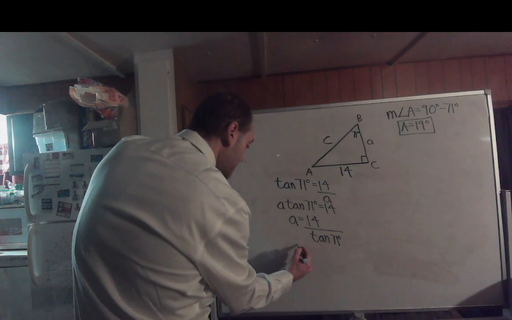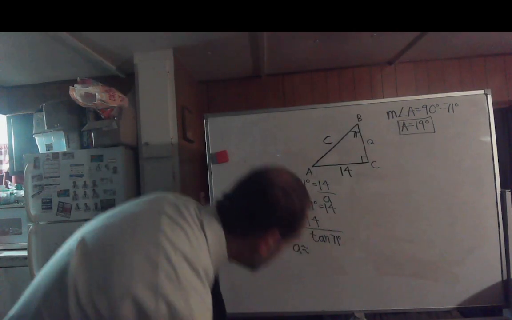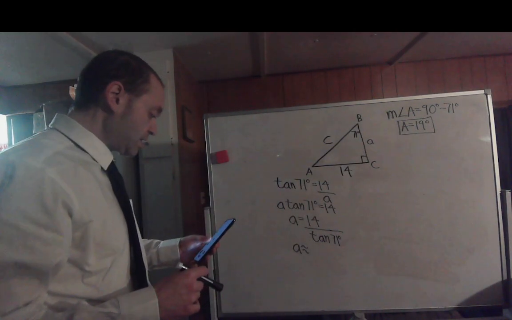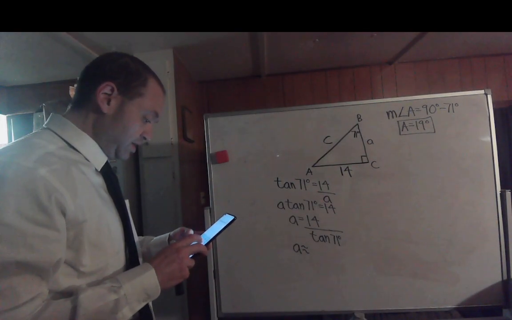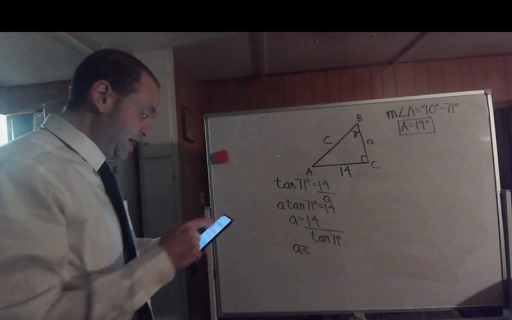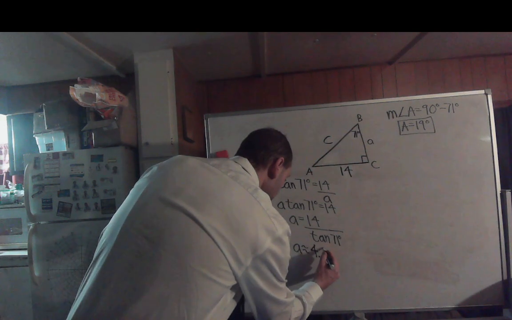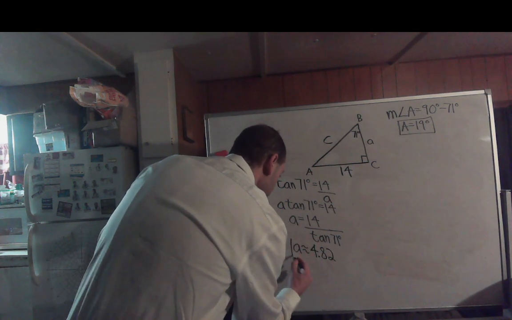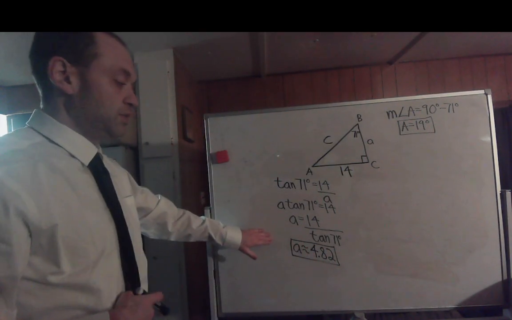And then now we can get a 2 decimal place approximation for side A. So let's see, the tangent of 71 degrees, then we'll take 14 and divide by that. You get approximately 4.82 units for A. So A is approximately equal to 4.82 units.